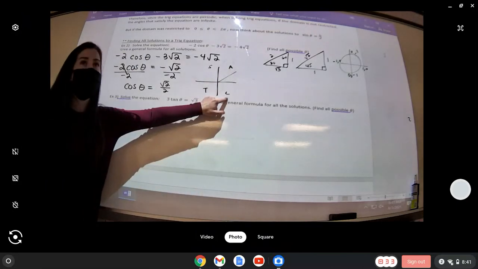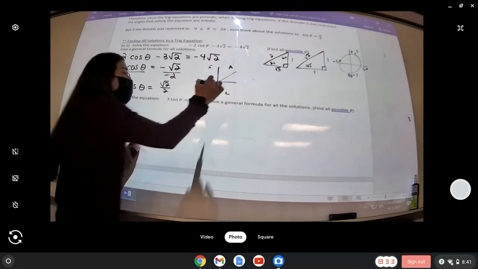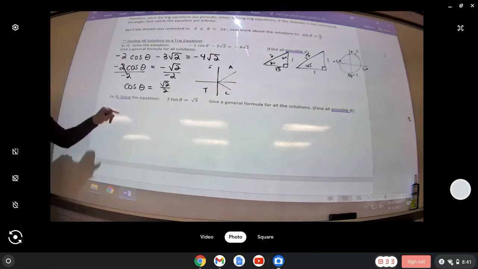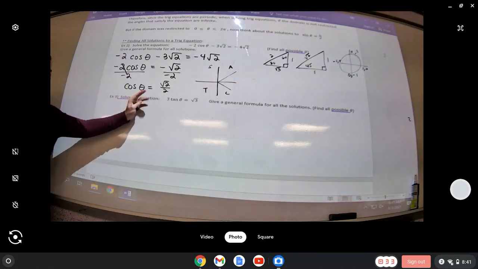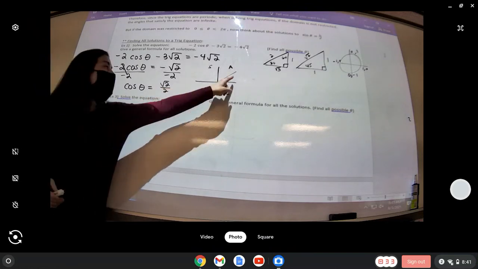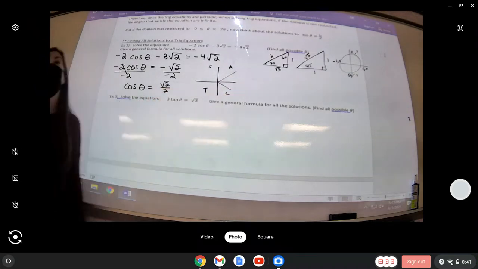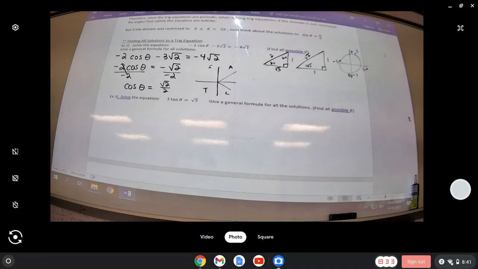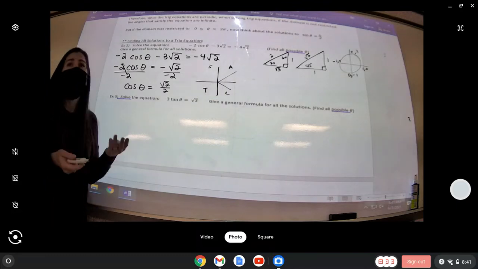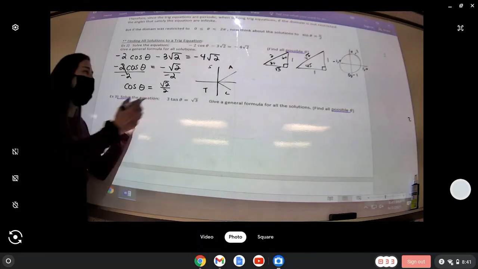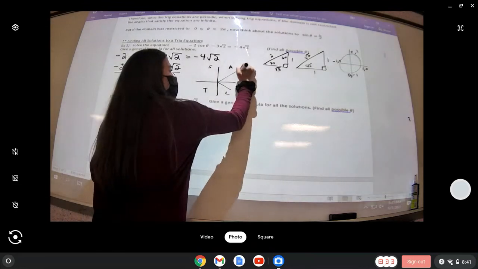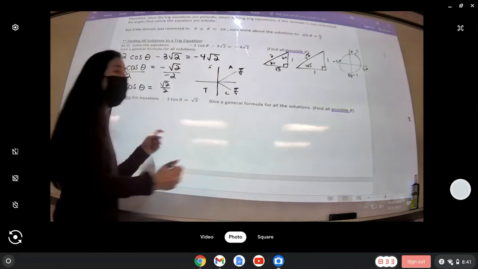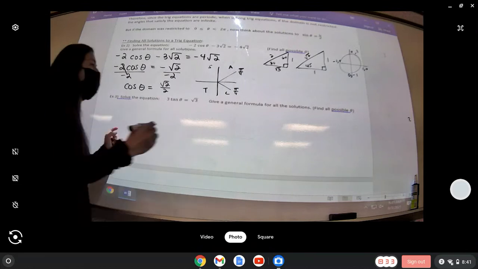Only the cosine ratio is positive for an angle in quadrant 4. So if you're going to have a cosine of an angle that is positive root 2 over 2, it's a quadrant 1 and a quadrant 4 angle. Well, we've got to figure out, if it's a 45-degree angle, what multiples of 45 or pi over 4 are you sitting at in quadrant 1 and quadrant 4?